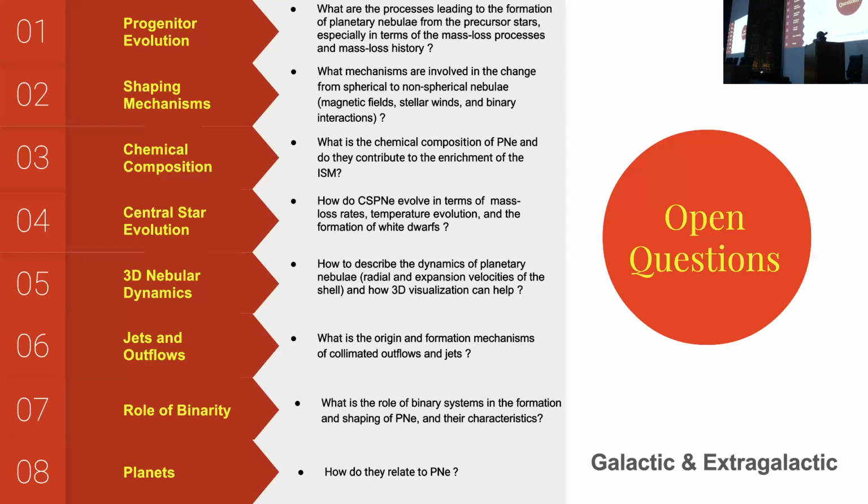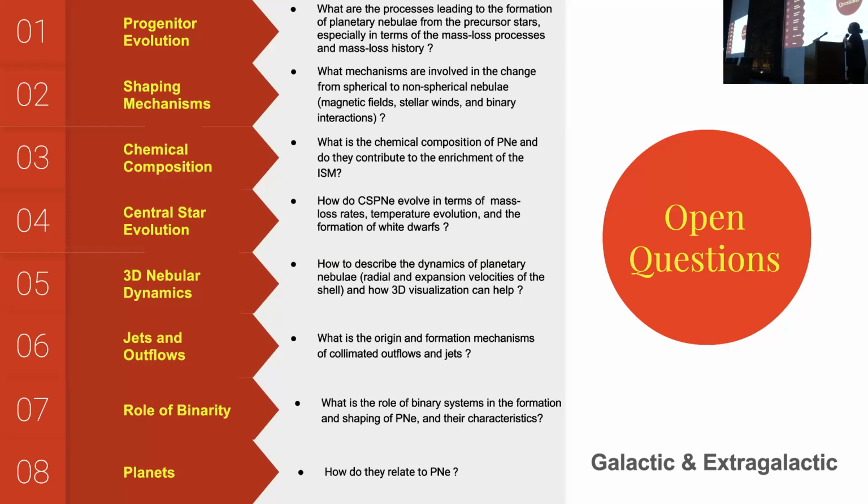That doesn't mean that we're not making progress, but we still have lots of things to know about the evolution of the progenitor. For example, the shaping mechanism, the same: why do we have non-spherical planetary nebulae? The chemical composition: what is the exact composition of planetary nebulae? And we're going to see that in a minute. The central star evolution: we're going to see that there are different paths in the evolution of the central star. It's not just going from, I don't know, a 30,000 K central star to the white dwarf. No, it would have been too easy. So nature decided that we're going to have a lot of different paths to get there, and we need to study that.